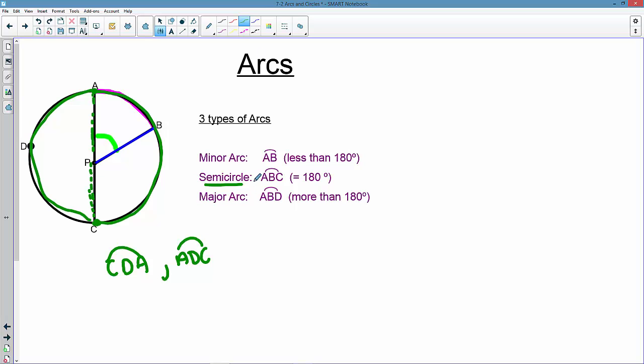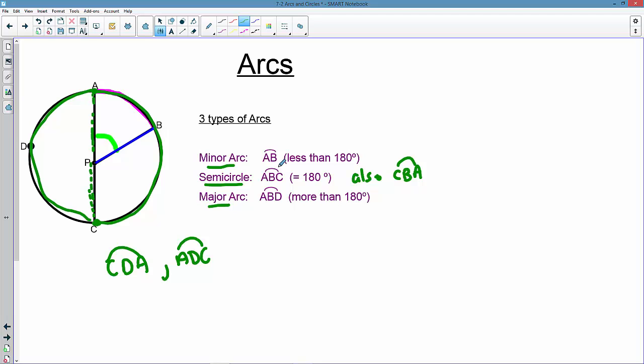They're the same semicircle, whereas ABC is the one on the right here. You could also call it CBA. So the big deal here is that semicircles and major arcs have to have three letters. They have to. Otherwise, if you go the short way, you'd get a minor arc. And minor arcs only have two letters, so you know that they have to be less than 180. So you just have to memorize this. It's not too hard to do.